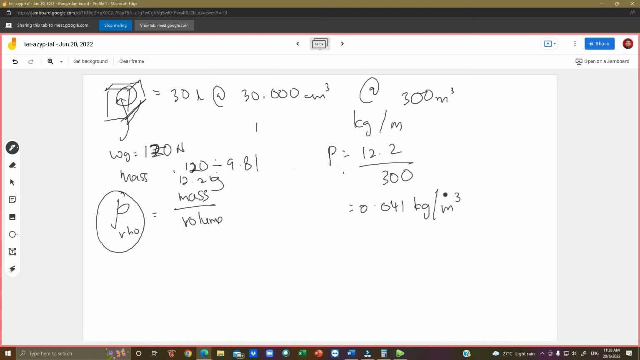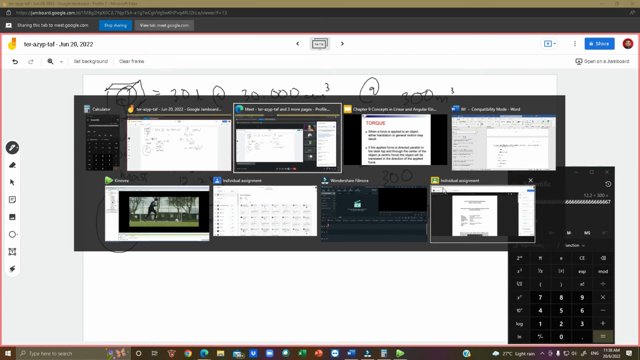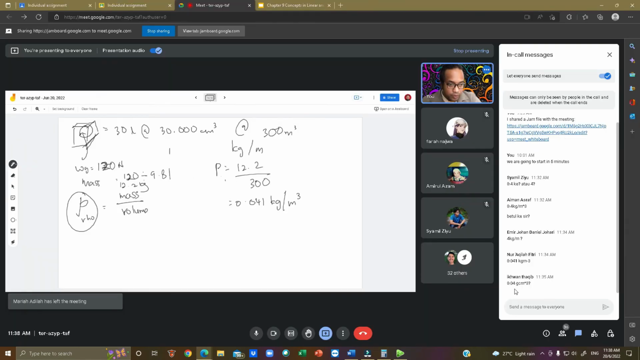Okay. Lagi dalam unit apa lagi tadi kamu bagi? What are the other units? 0.041 kg per meter kubik. Nur Akilah, yes. Okay, terlebih ni. So please find out 0.04, kamu kurang 10. Ialah 0.04 kg per meter cubed. That will be the answer lah.